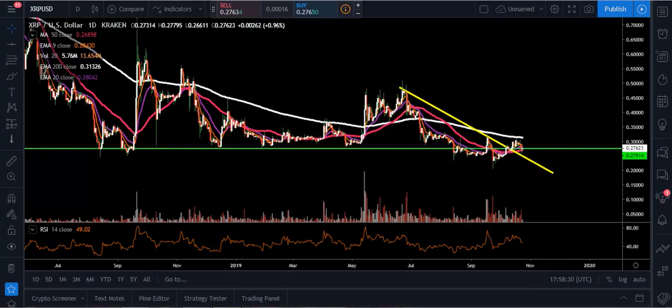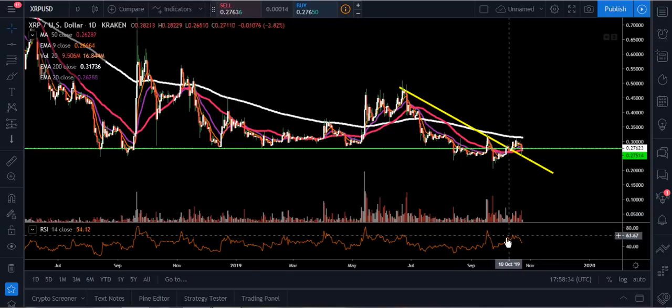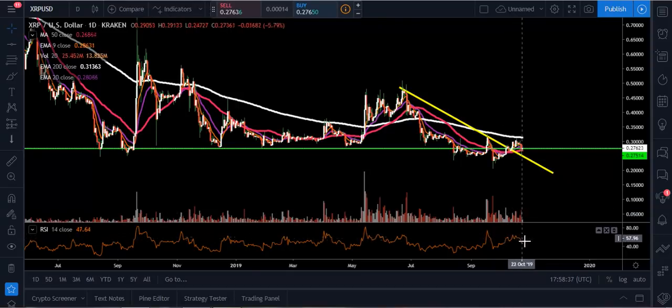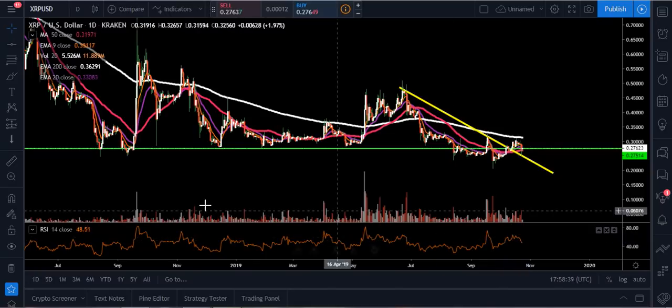On the RSI, we're sitting at 49 right now, so we're more so in neutral territory in terms of the number. We are having a little bit of weakening here. You see we're rolling over a little bit there. So that's something that we do want to watch.